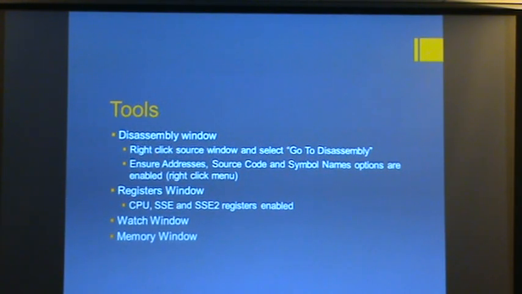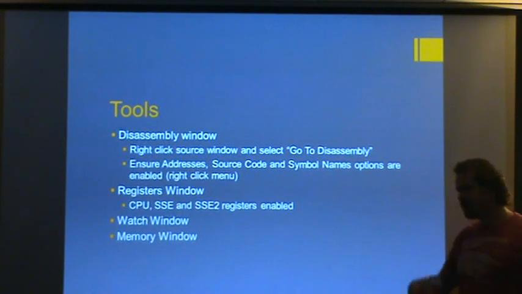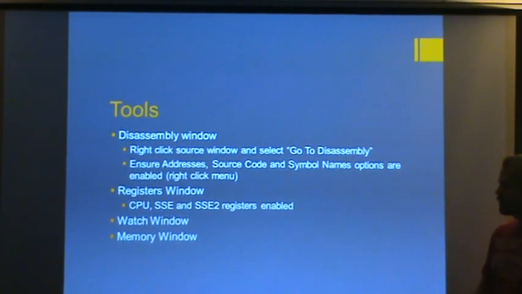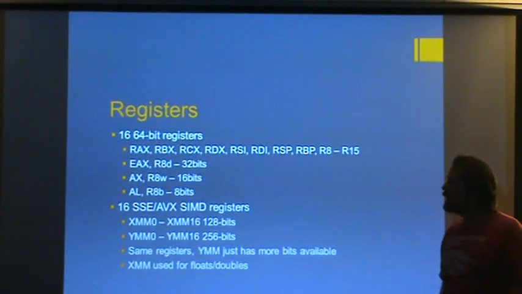The registers window, which you have very little use for outside of this purpose, will show you what the value of all the different registers are in the CPU. And then the watch window and the memory window.